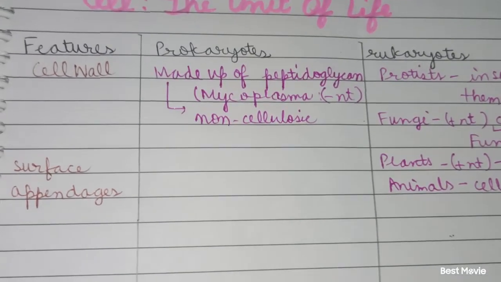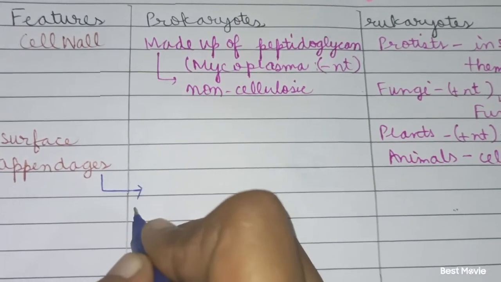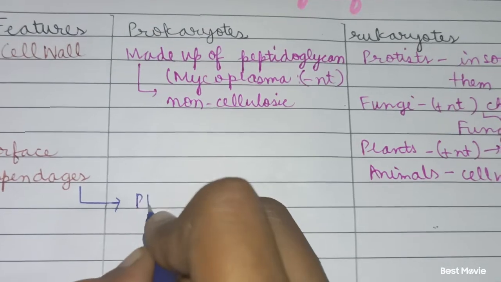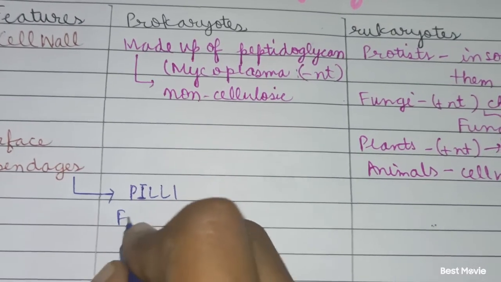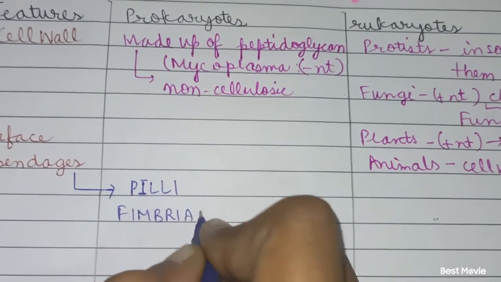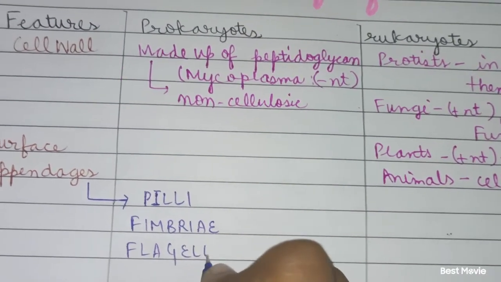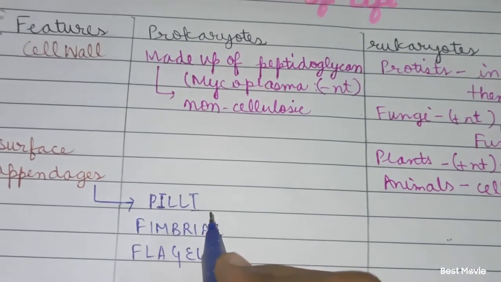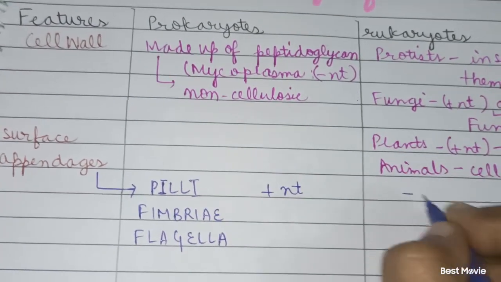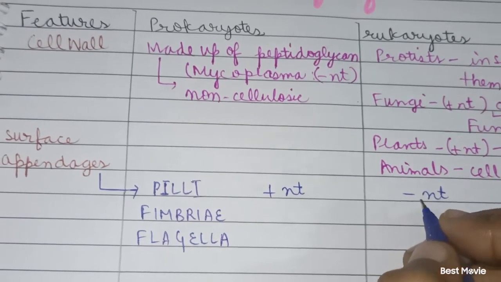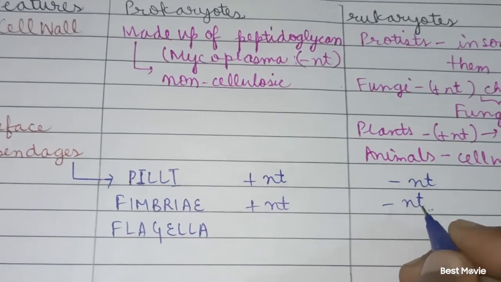The second difference we have is on the basis of surface appendages. So there are 3 surface appendages, as we read in prokaryotes. First of them is pili. Secondly, we have fimbriae. And thirdly, it is flagella, the longest strand of all which we saw there. Pili are present in prokaryotes and absent in eukaryotes. Fimbriae are present in prokaryotes but absent in eukaryotes, just the same as pili.